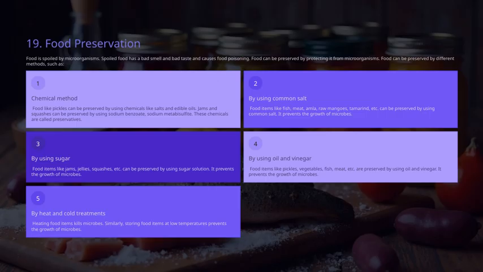They create an acidic or oily environment that inhibits microbial growth. All these methods are important because they help us keep food safe and edible for longer, connecting to our overall goal of maintaining food quality and safety.